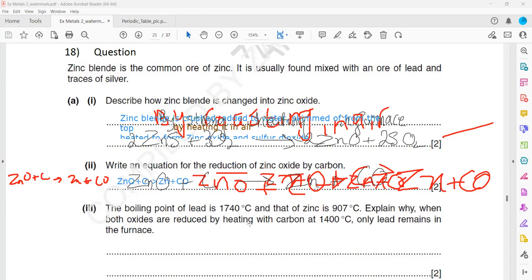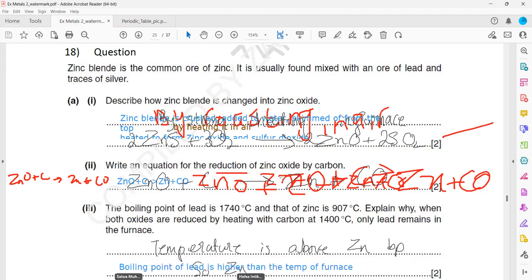the boiling point of lead is 1740, zinc is 907. Explain why, when both oxides are reduced, only lead remains in the furnace. So the temperature is above the boiling point of zinc, so zinc vaporized. The boiling point of lead is above the furnace temperature. That's also correct.